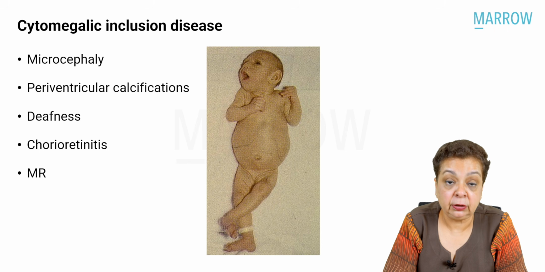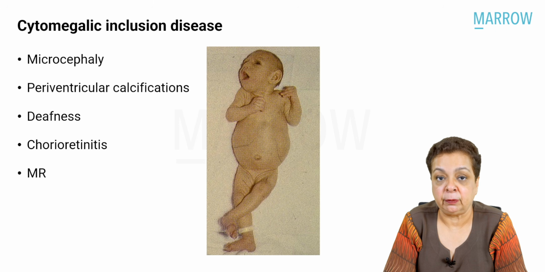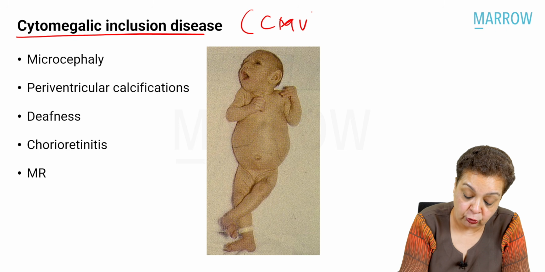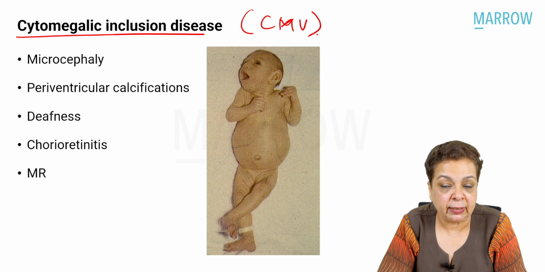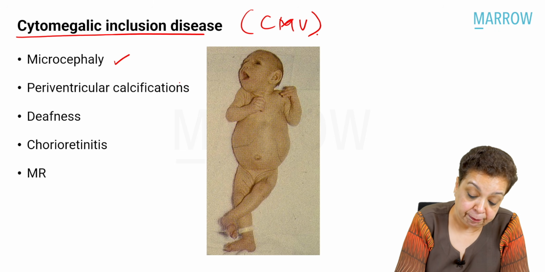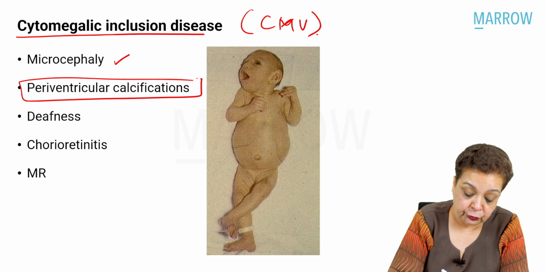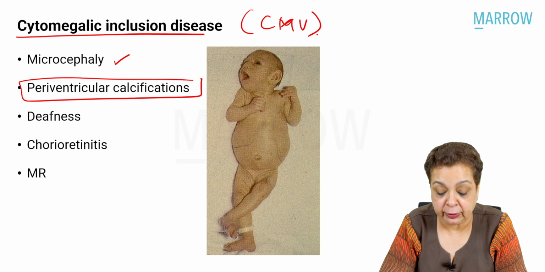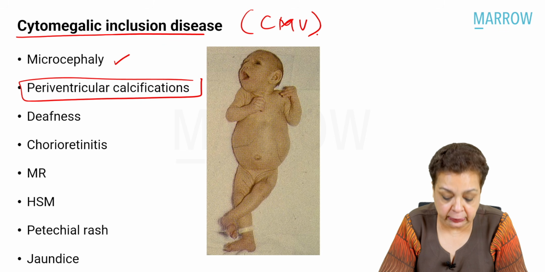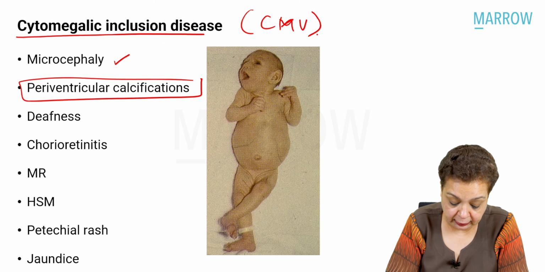But more often, the others are pretty famous: cytomegalic inclusion disease caused by cytomegalovirus, the most common virus transmitted across the placenta, which causes microcephaly, periventricular calcifications, deafness, chorioretinitis, mental retardation, jaundice, petechial lesions, hepatosplenomegaly, and so on.